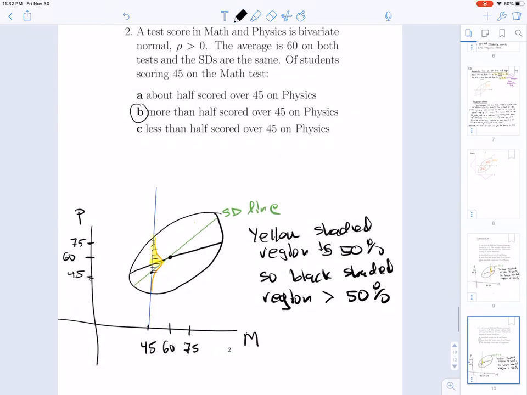So the opposite happens if you're looking at 45 as a score. So now the area shaded in black will be greater than 50%.